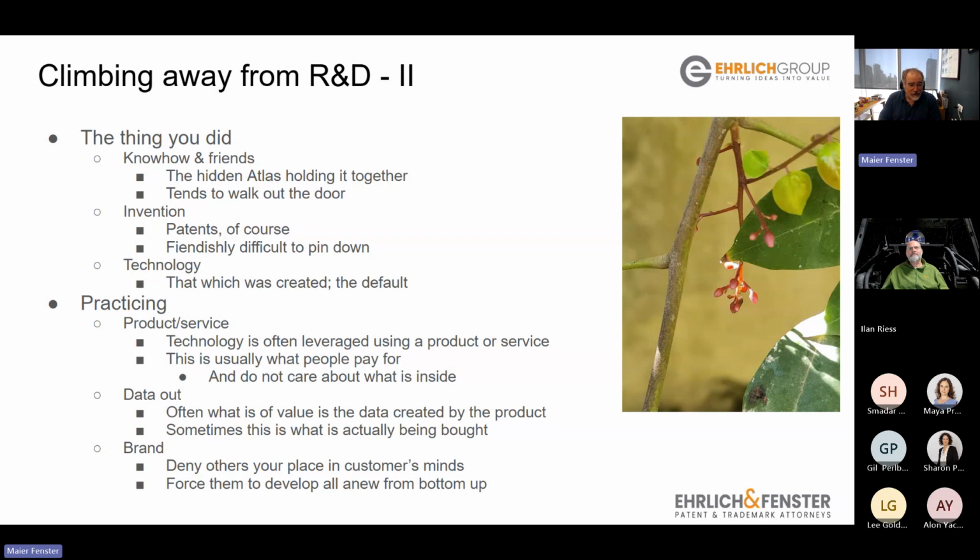One level up is not the technology, but how the technology is practiced. You can look at the product. Usually, if you have a technology, you build a product that people can use, which makes use of that technology. Why? Most people don't pay you for technology, and in fact, they don't care what's inside your black box. They pay you for solving a problem, service. Sometimes what's actually value is the data that you generate, like CT images. CT machine is a cool machine, but what people really care about is getting those images.